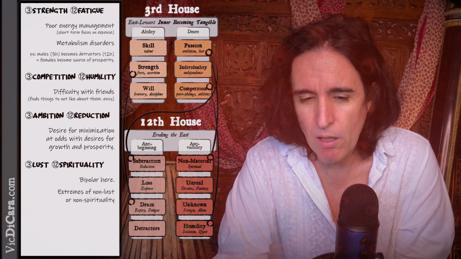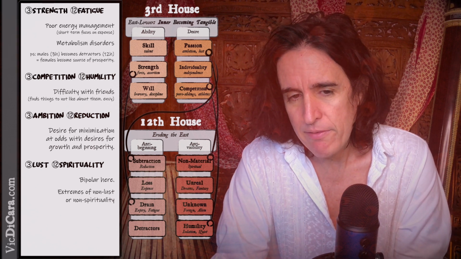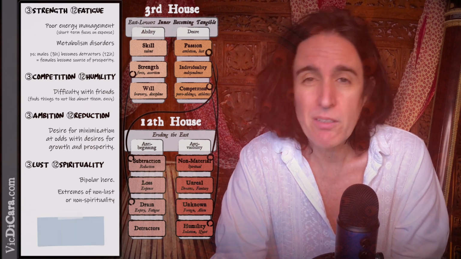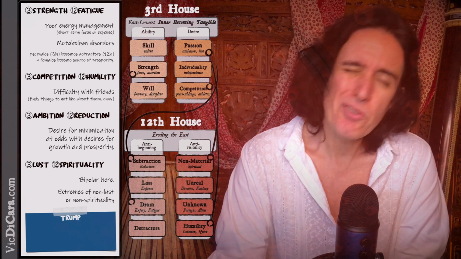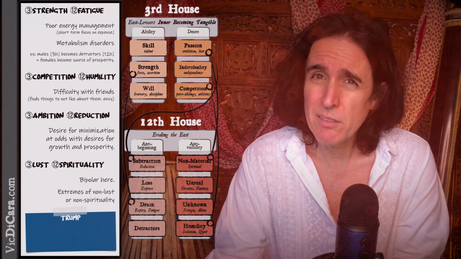So I'll give you a couple of names of people in my small file that have this combination of 3 and 12. Donald Trump. That's a very good example of extreme materialism, yet he doesn't not care about his moral profile, but he's not really able to make it real. Also, difficulty with friends, envy, and a lot of expenses.